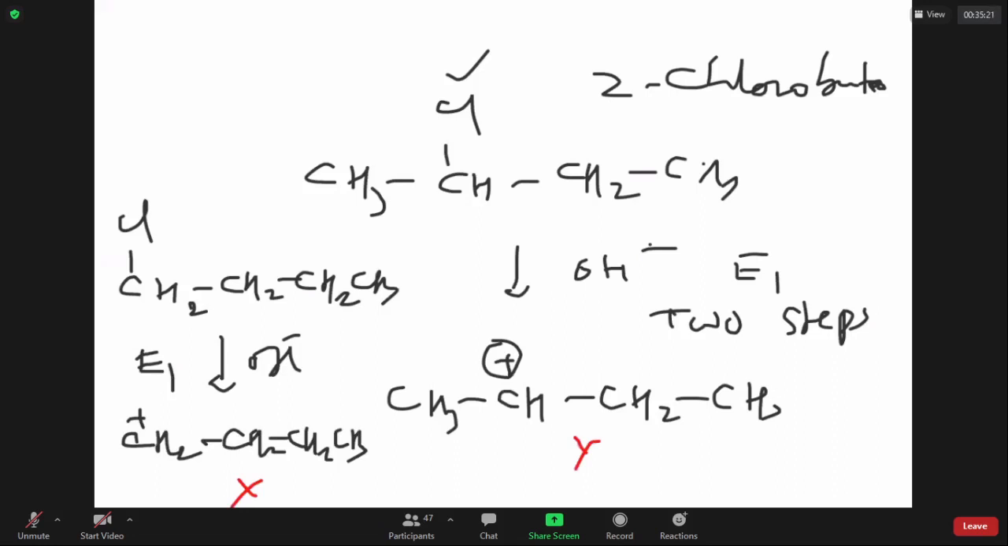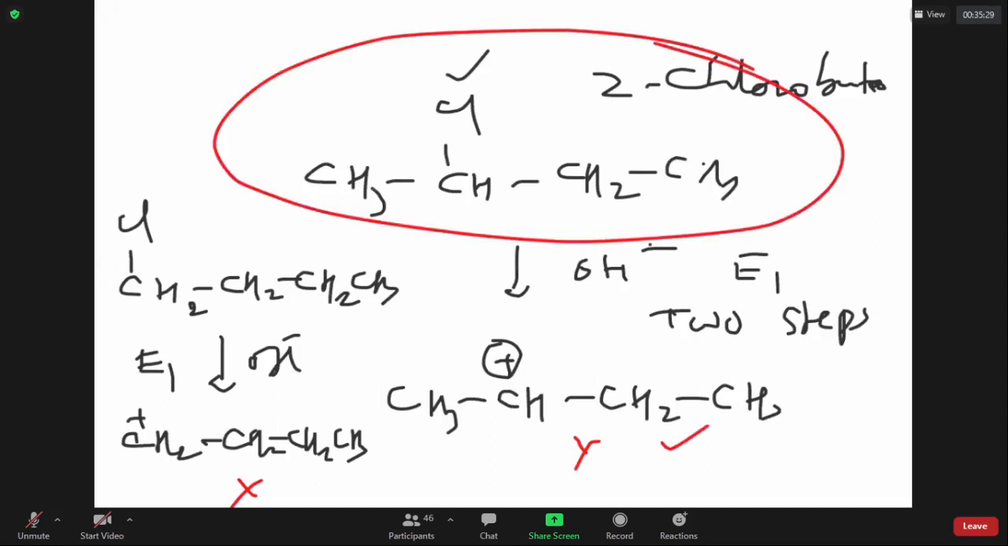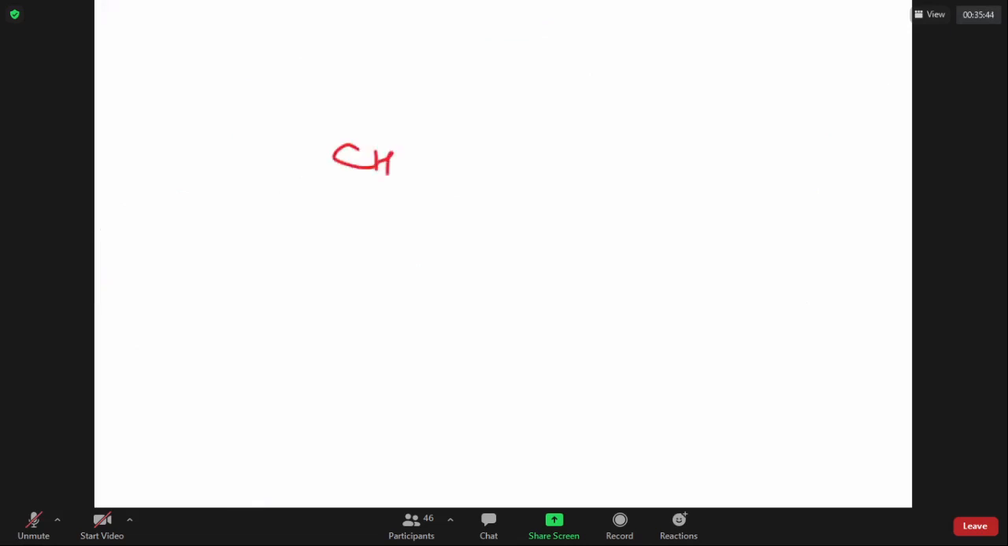In X and Y, which carbocation is more stable? Y. Why, sir? Y is more stable. Therefore, this 2-chlorobutane reacts faster than 1-chlorobutane, because in the elimination reaction, the first step is the formation of carbocation, and the most stable carbocation is more readily formed. Yes or no? Yes, sir.